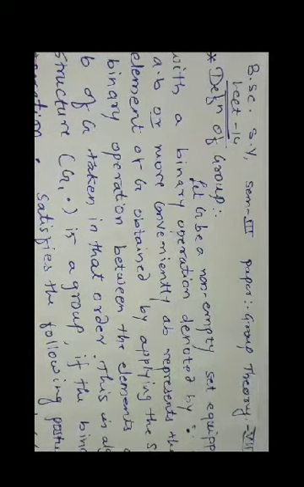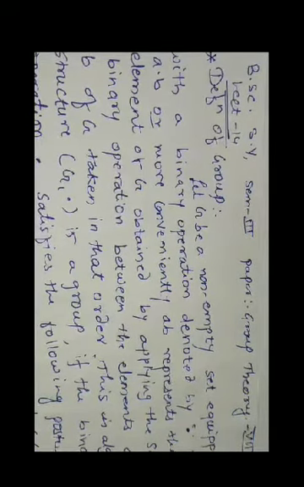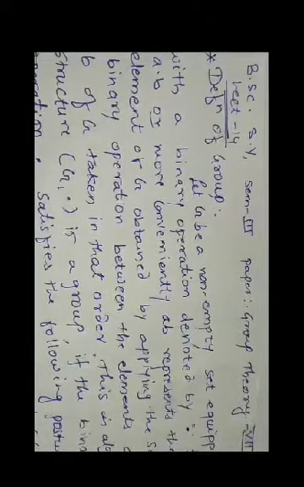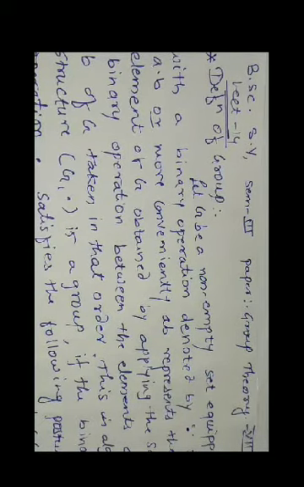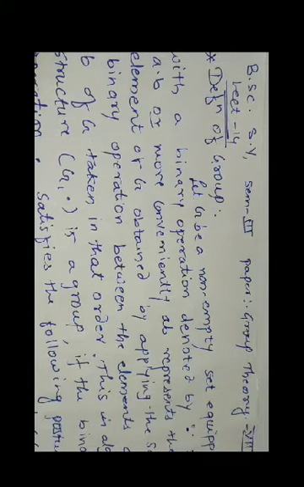It is lecture 14 for the BSc SY students, semester 3, paper group 3, that is the 7th paper. In lecture number 13, we discussed equivalence classes, and before that equivalence relation. I hope you understand it very well, what is meant by equivalence classes and equivalence relations.